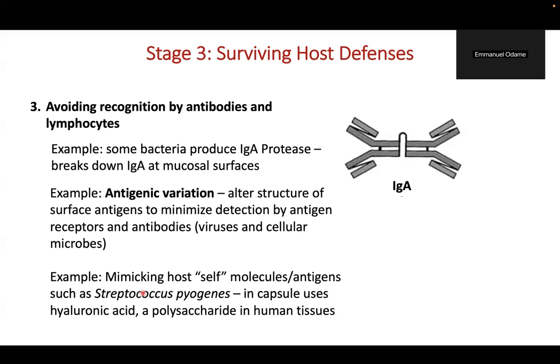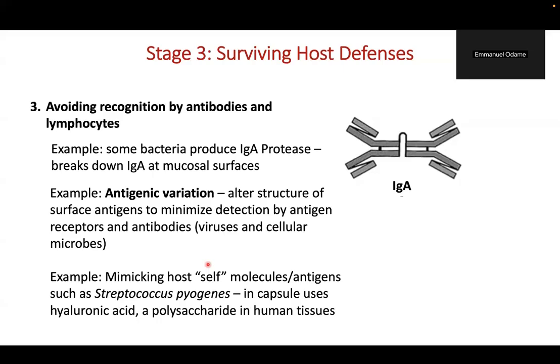So we have some bacteria which will produce enzymes towards some of these antibodies. One example is they can secrete proteases that degrade, let's say IgA, it just breaks it down in the mucosal surface, and then IgA never targets the bacteria. Another example is antigenic variation, where they alter the surface antigen to minimize detection by the antibody. So, like we told you, it's like a puzzle. They change the surface of the puzzle where the antibody cannot bind to the receptor again. So it doesn't recognize it, then it cannot bind to it.